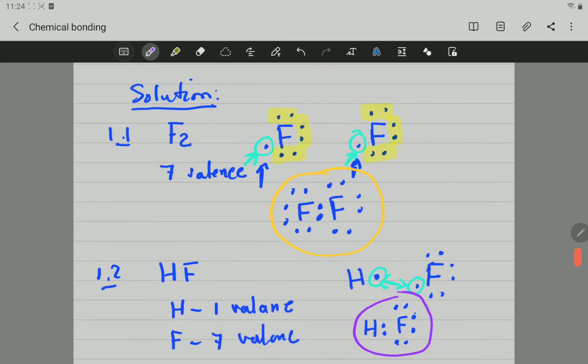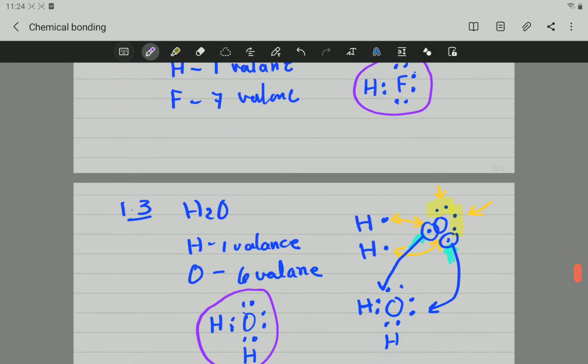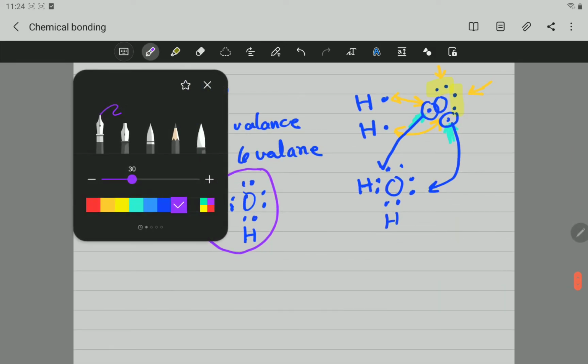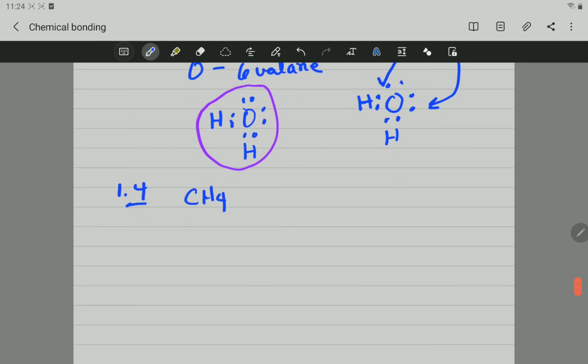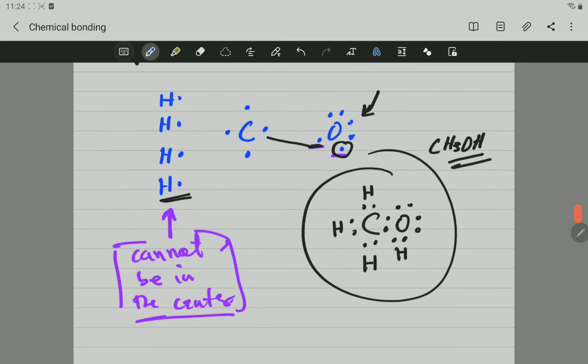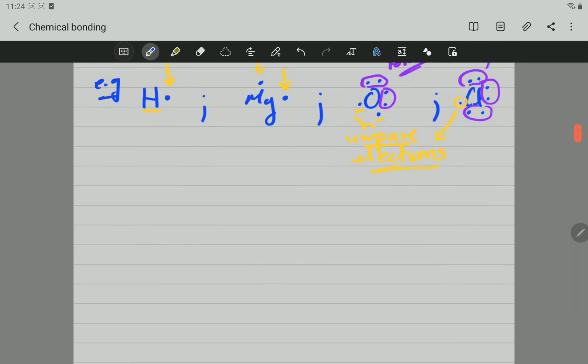Example 1.4. We have methane. Methane is CH4, right? We have 4 hydrogens and 1 carbon. Each hydrogen has 1 valence electron. And for carbon, we did it previously, but let's look at the periodic table to find out.